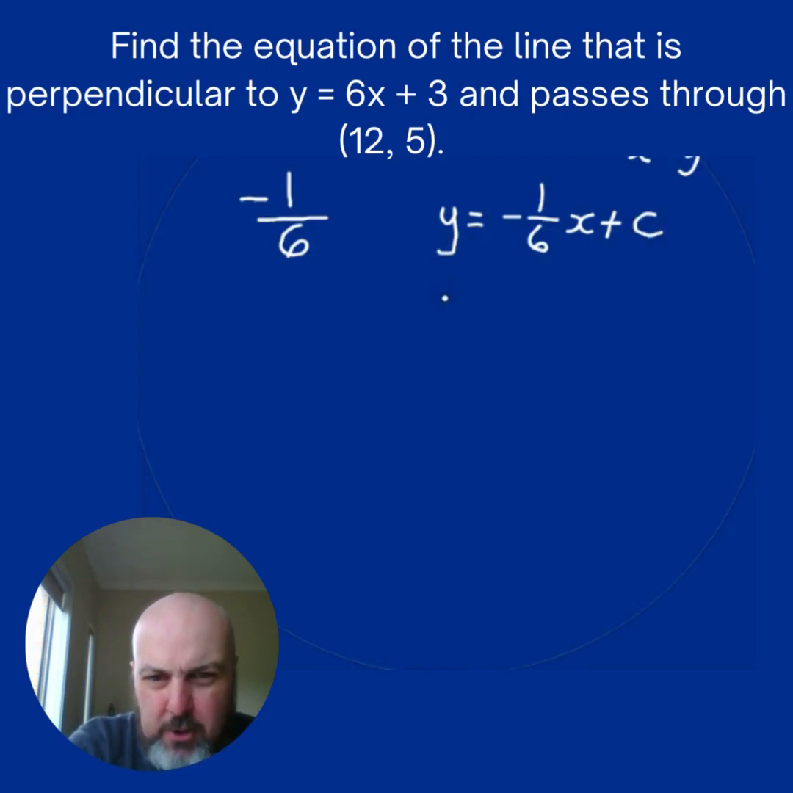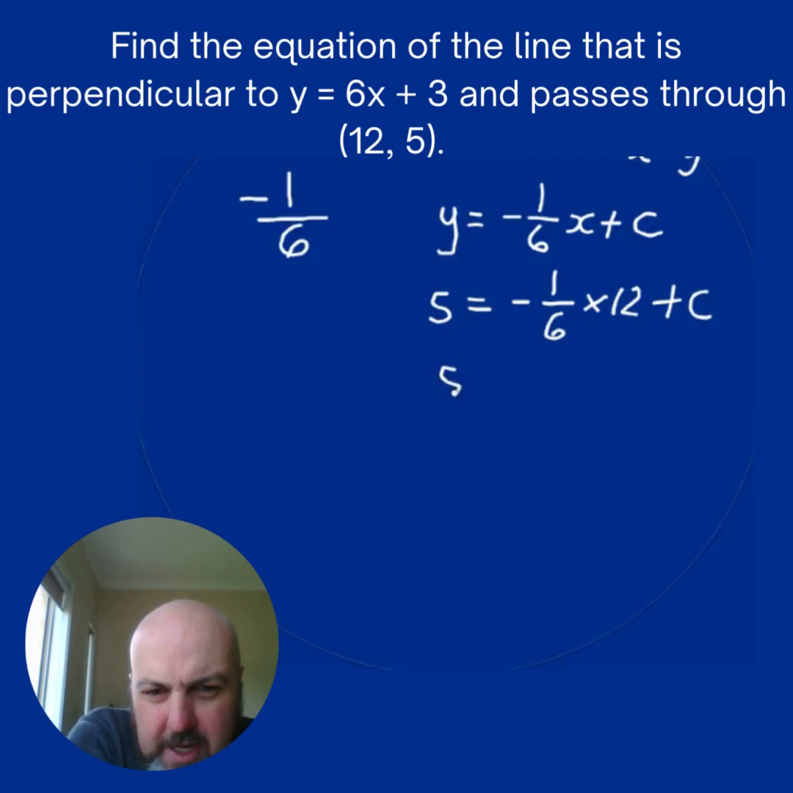I know what x and y are, so I'll plug them into the equation. So 5 is equal to negative 1/6 times 12. I've deliberately chosen 12 for this to get a nice whole number. Plus c. Okay, so plus c. Right, so negative 1/6 of 12. 12 divided by 6 is 2. So this must be negative 2 because it is a negative value at the front.